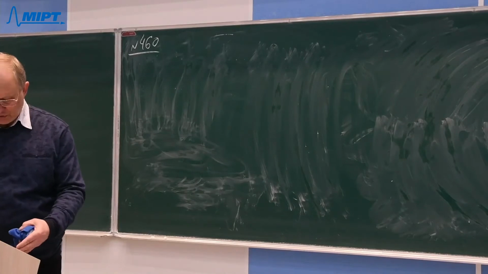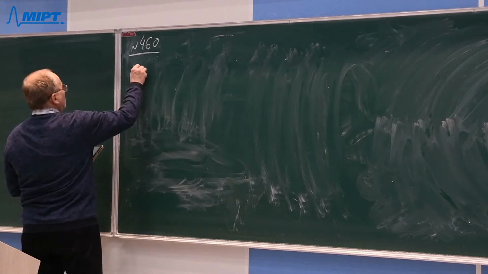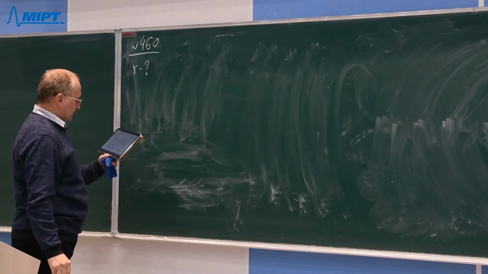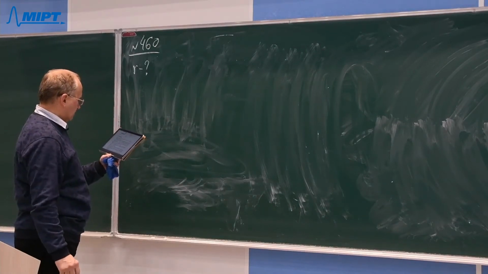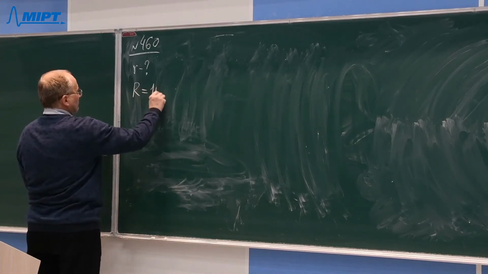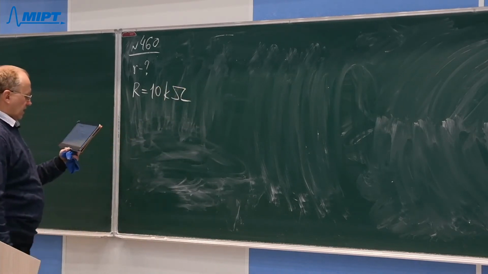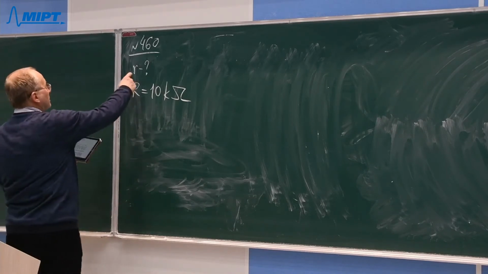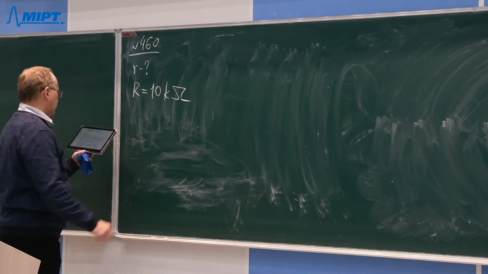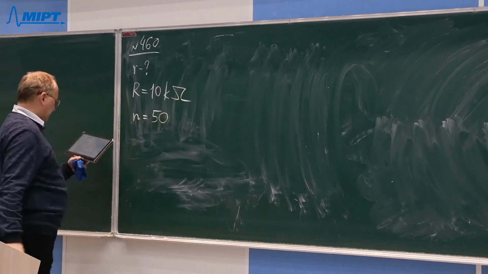Problem 460 says, what resistance R should be used to shunt a galvanometer with an internal resistance of capital R equal to 10 kilo ohm. What resistance R should be used to shunt such a galvanometer to reduce its sensitivity by 50 times, by n times, n equal to 50.